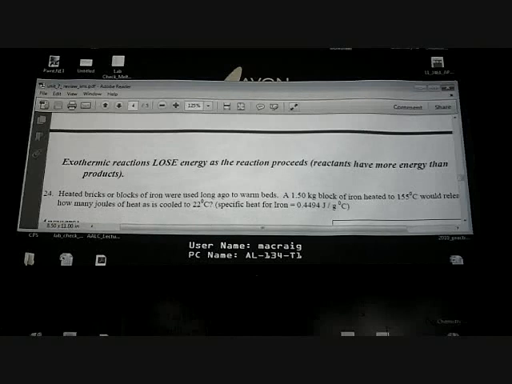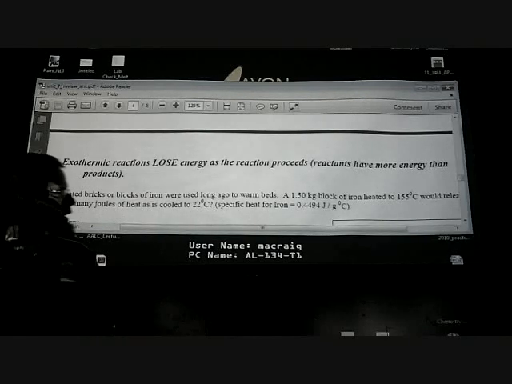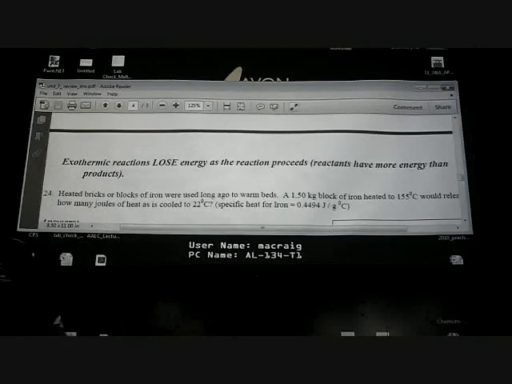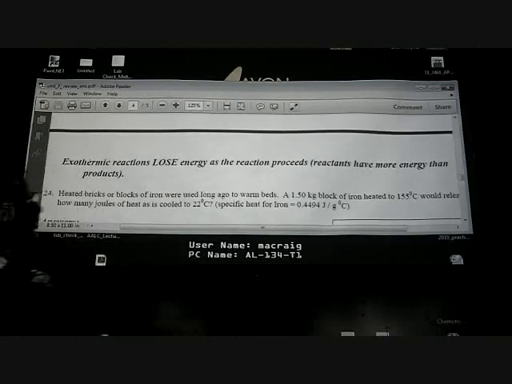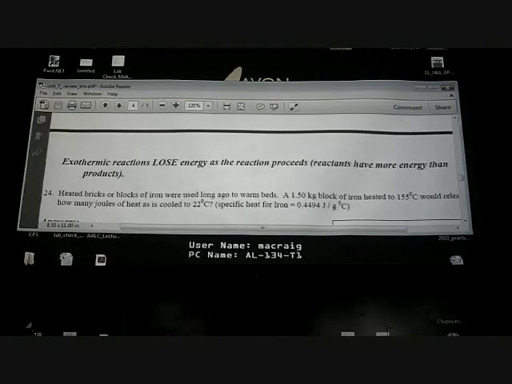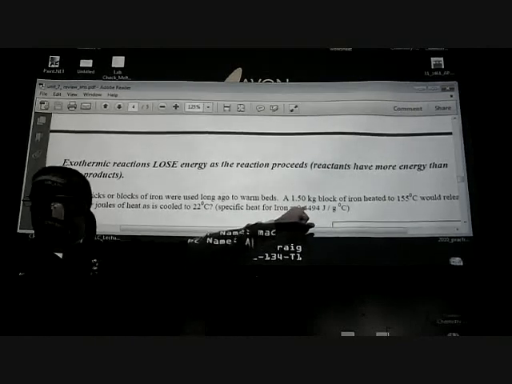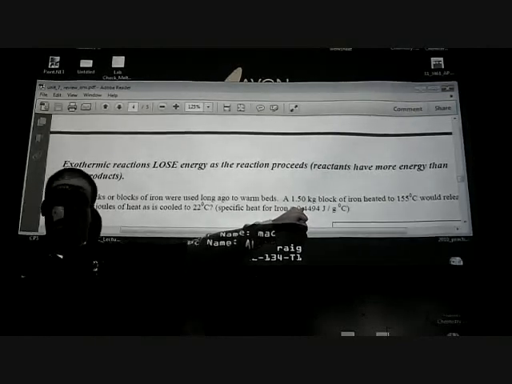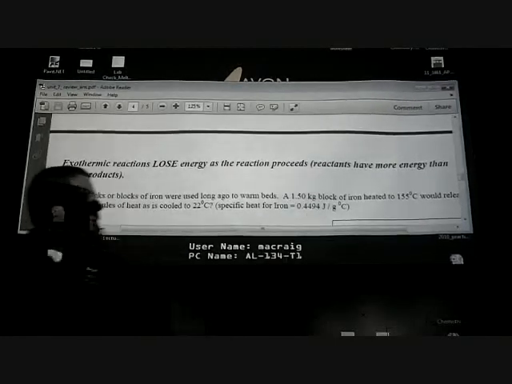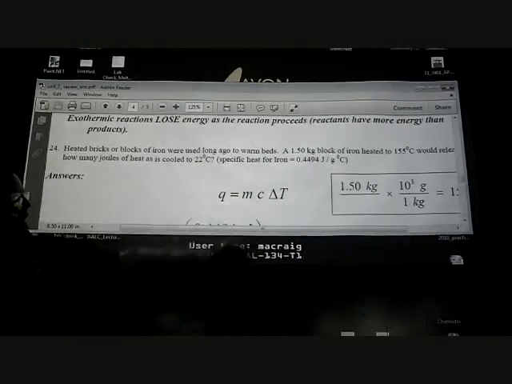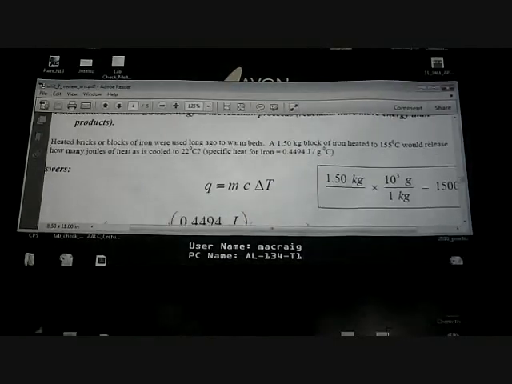Here's some math. Heated bricks or blocks of iron were used long ago to warm beds. A 1.5 kilogram block of iron heated to 155 degrees would release how many joules of heat as it's cooled to 22 degrees? And then there's a specific heat for iron. Notice I gave you kilograms. What do we need to do to that? Get it to grams. So you have to be aware that we want the same units as we have for specific heat. Again, that equation will be given to you. Convert the kilograms to grams.